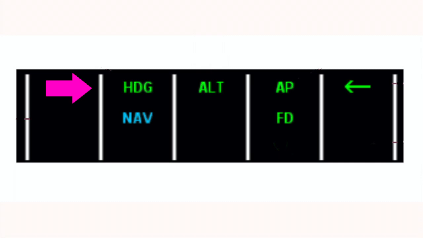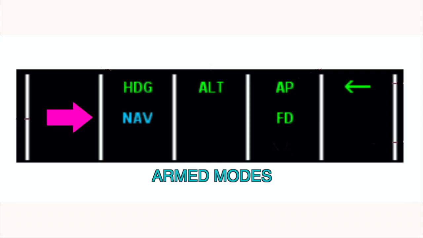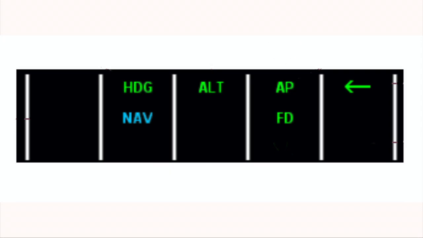In the first row, active engaged modes can be seen, while armed modes are in the second blue row. The fourth column is for autopilot and flight director engagement status. In the last one, the source can be seen. Let's see them in more detail.